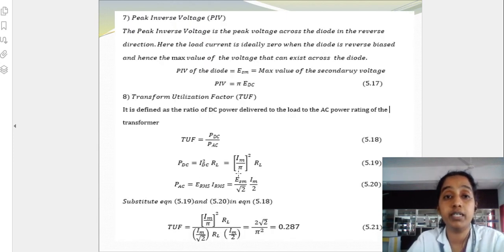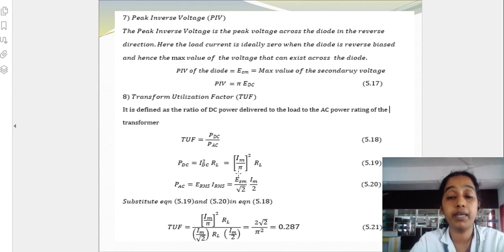Next we need to find the peak inverse voltage. It is the peak voltage across the diode in the reverse direction. Here the load current is ideally 0, but the diode is reverse biased, and hence the maximum value of the voltage that can exist across the diode is the peak inverse voltage. Esm, the maximum value of secondary voltage, is given by pi into the DC value of voltage.